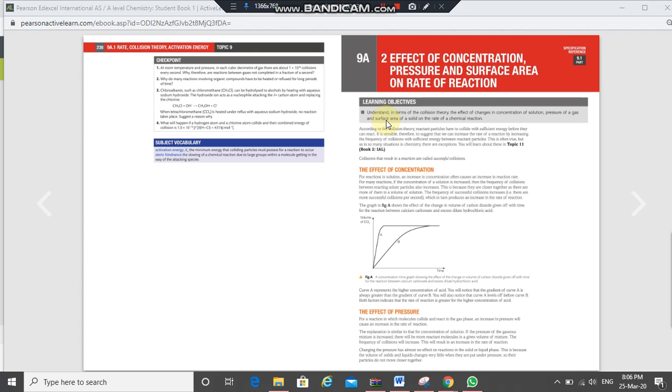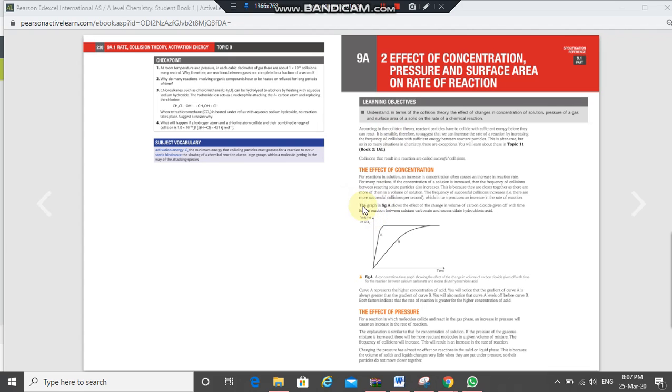Those molecules that are colliding must possess a minimum equal or more amount of energy, and that energy is called activation energy. So activation energy must be possessed by the molecules that are colliding. Also, the particles that are colliding must collide in the correct orientation in order to have what? The obtained or the requested products.